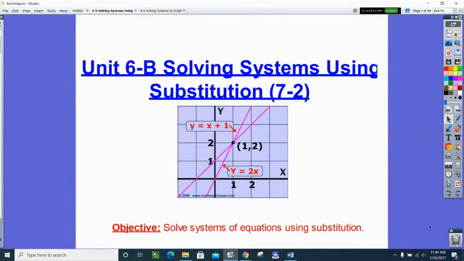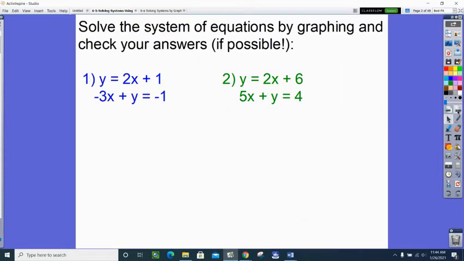So today we're going to learn a second method for solving systems. It's called substitution. And your first question might be, why? Why, like graphing? I'm good at graphing.